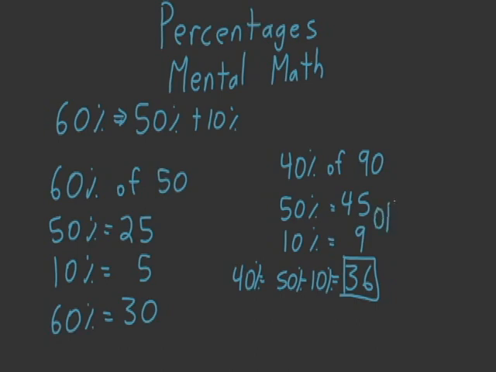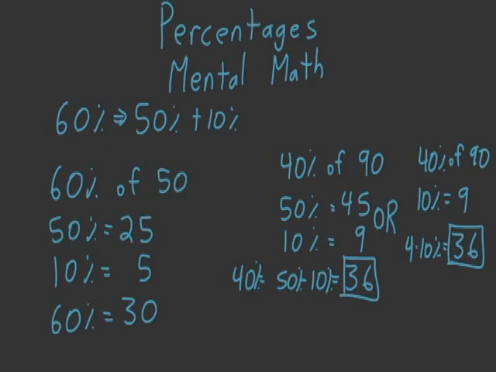The other way would be if I took 10% of 90 and multiplied it by 4. So I take 10% and move the decimal over once, which gives me 9. I multiply it by 4 to get 40%, which ends up giving me the same answer of 36.